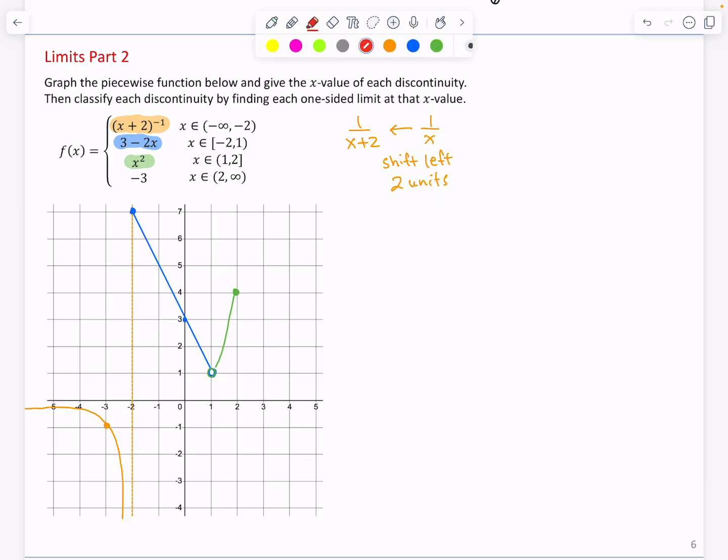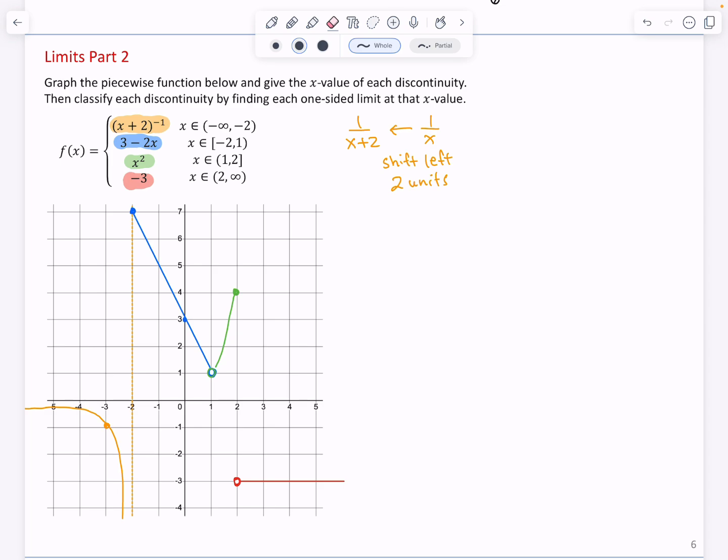And keep only this portion of the parabola. And then finally, we'll graph negative 3. That's a constant output, so we'd have a horizontal line at height negative 3, and we're only going to keep the portion from 2 exclusive up to infinity. So let's put a hollow point at (2, -3), and then keep only to the right. And this is our piecewise function.